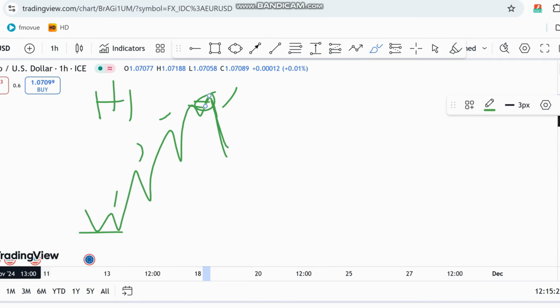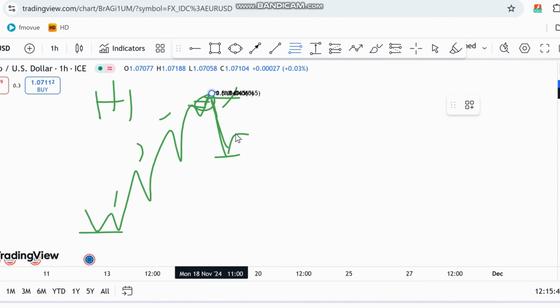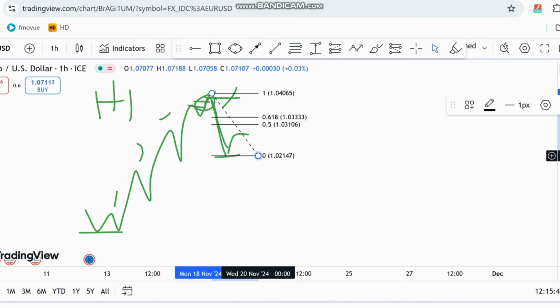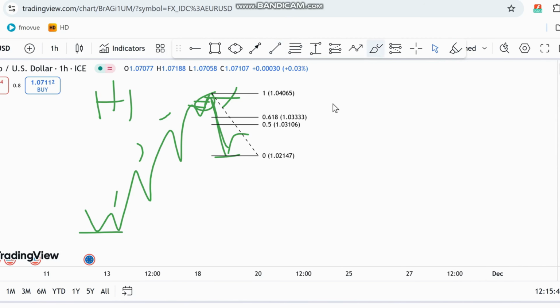What I usually do in this case is use the fib, and remember, I'm focusing on the high and low. If this is our high of the day, remember, this is your H1 time frame, and then we have a reversal, the day ends, and this is our low. I'll plot it from the high of the day to the low of the day, and I will then anticipate a reversal around the 50, 61.80.